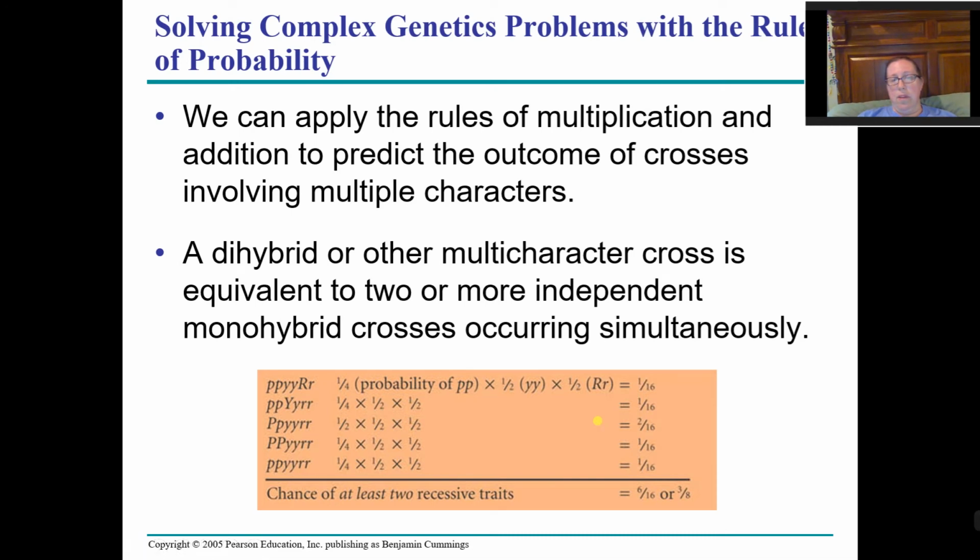All right, so it gets a little more complicated when you have multiple traits. Like this one, for example, is dealing with three traits. So you have the P's, the Y's, and the R's. But you see that they're still independently assorting if the trait is Mendelian, or if all of the traits are Mendelian. So it's like, what's the chance of at least 2 recessive traits? You're figuring out how to come up with it. It's the product of multiplication with just multiple characters going across.